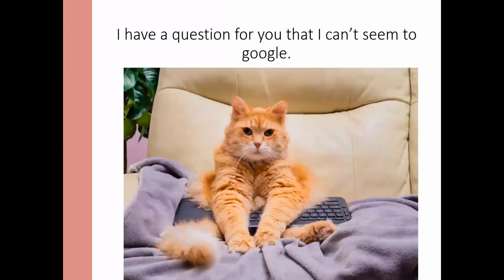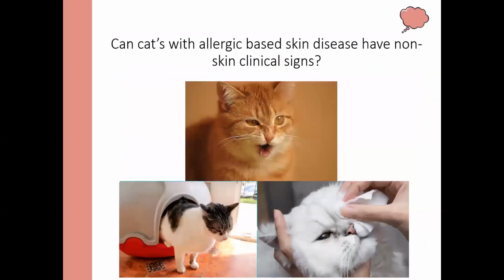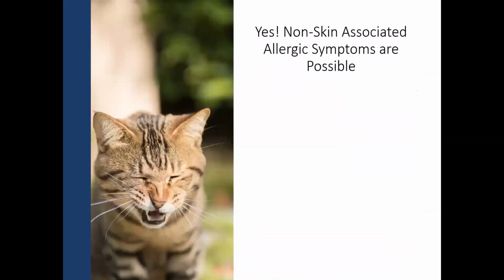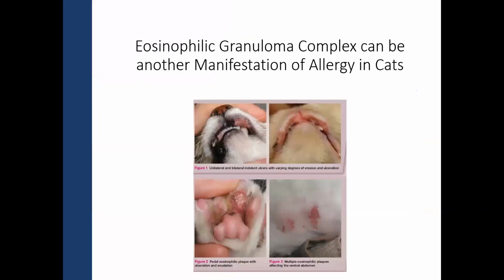So here's a question that we can't seem to find Google help for. Can cats with allergic-based skin disease have non-skin clinical signs? Yes, non-skin associated allergic symptoms are possible. This might be sneezing, coughing, conjunctivitis, diarrhea, or vomiting. The eosinophilic granuloma complex can be another manifestation of allergy in cats. This may be something you've seen in your own practice.